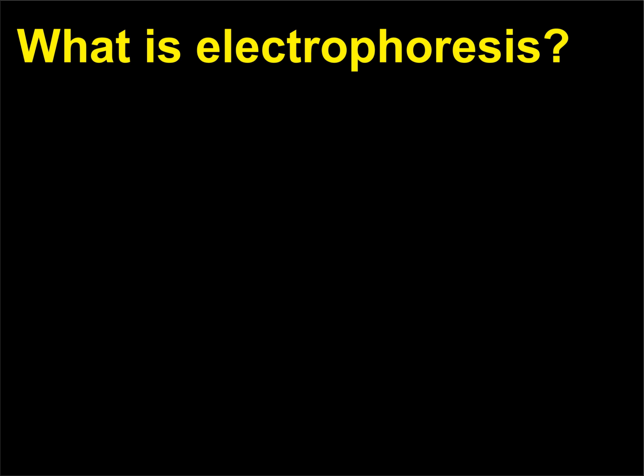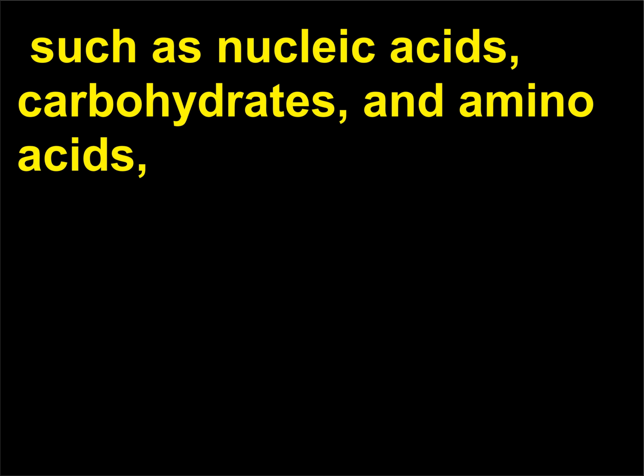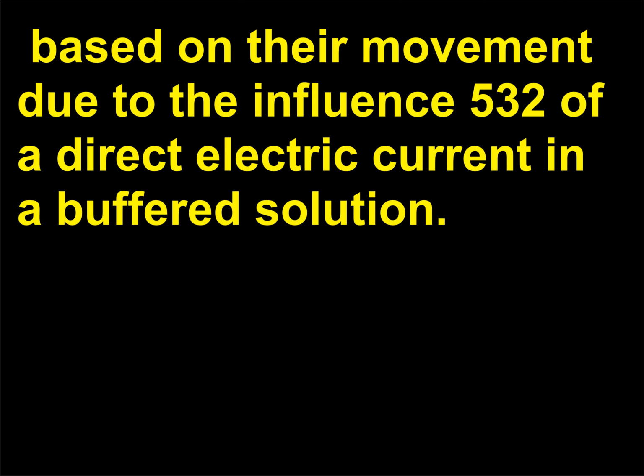What is electrophoresis? Electrophoresis is a technique used to separate biological molecules, such as nucleic acids, carbohydrates, and amino acids, based on their movement due to the influence of a direct electric current in a buffered solution.